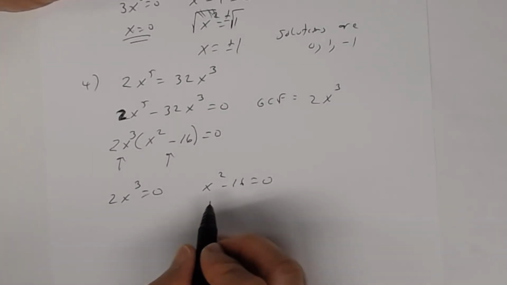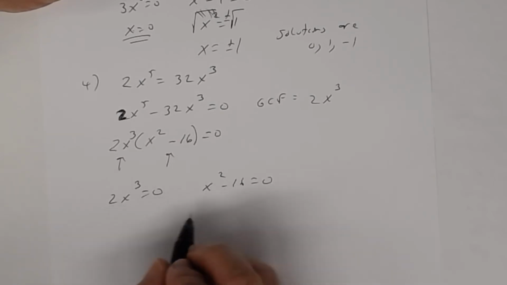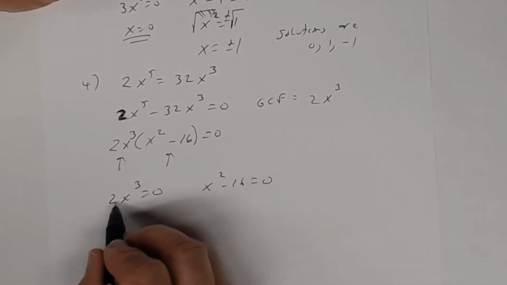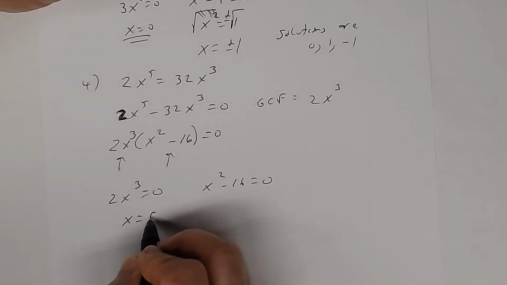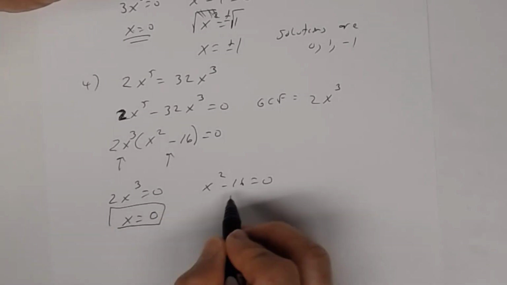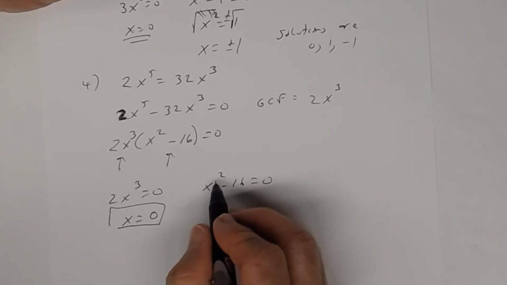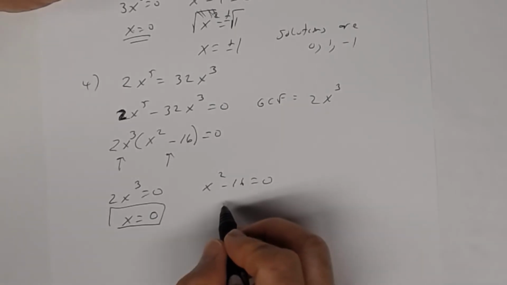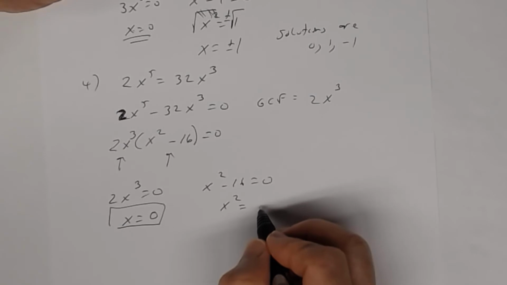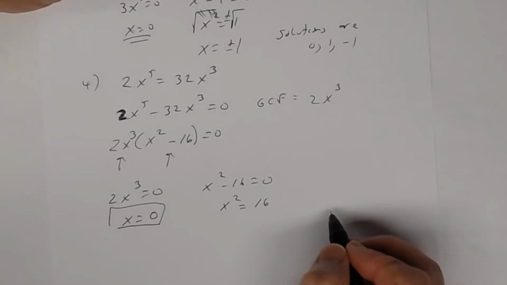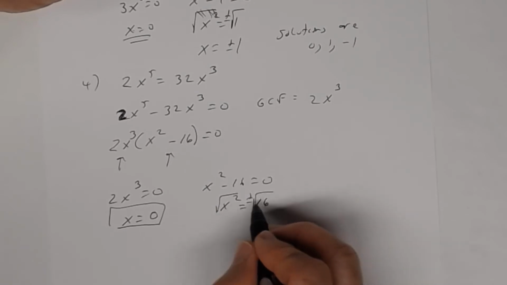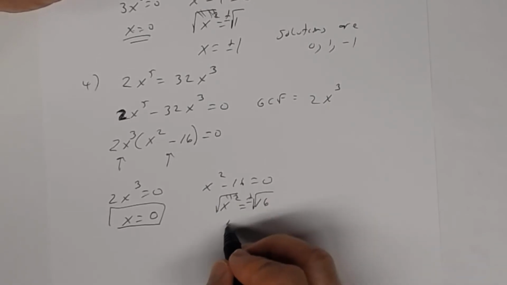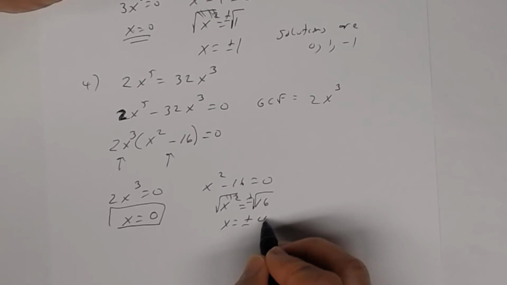And then from there, you can go by inspection, directly to your answer. So 2 times what number cubed is 0? X must be 0. Over here, what number times itself twice minus 16 is 0? Or if you want to, what number times itself is 16? Remember there are 2, because you take the square root of both sides, plus or minus. So you get x to be plus or minus 4.